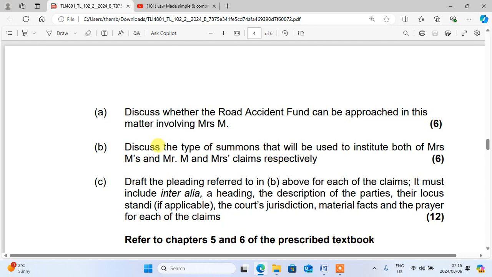It says, discuss the type of summons that will be used to institute both Mr. M's and Mrs. M's claims respectively.